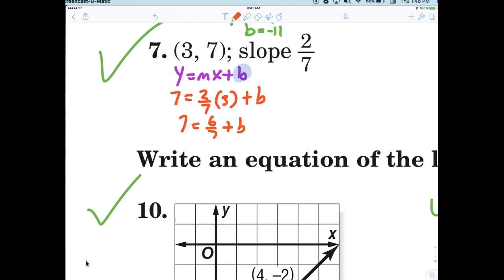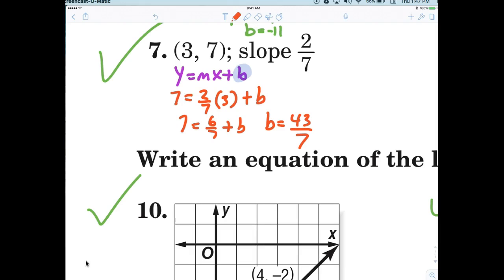Now here is the hard part. 7 is how many sevenths? 49. Do I understand that? So now you're just simply saying 49 minus 6. What is that? I'm expecting you to do that. So b is 43 over 7.